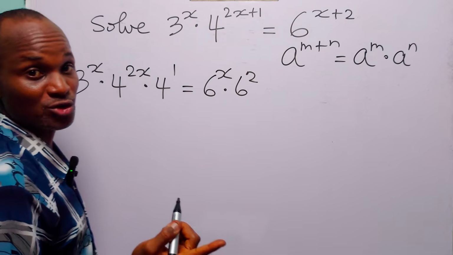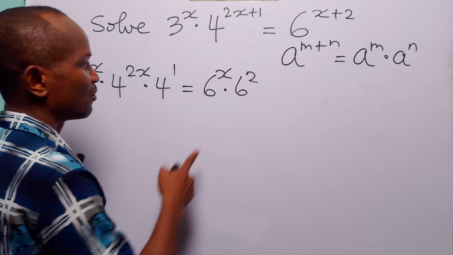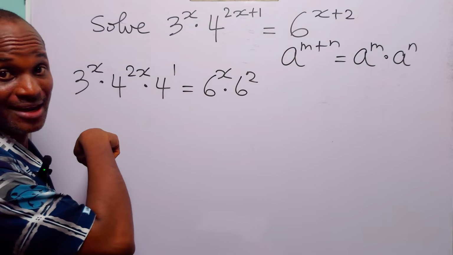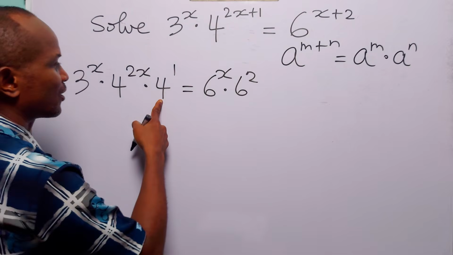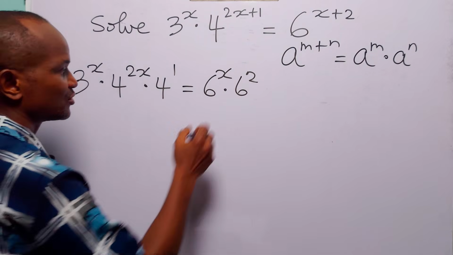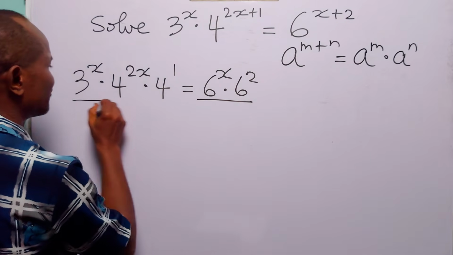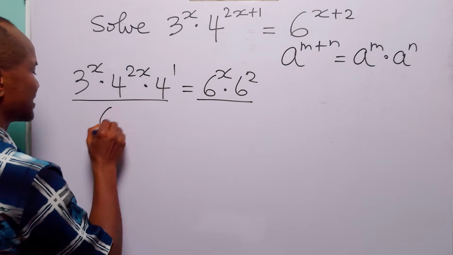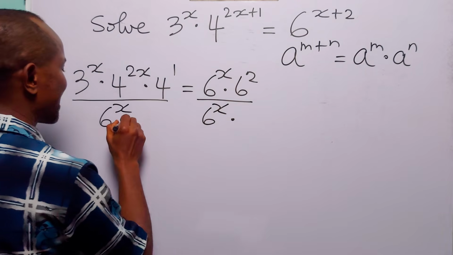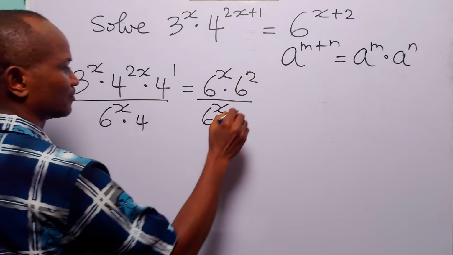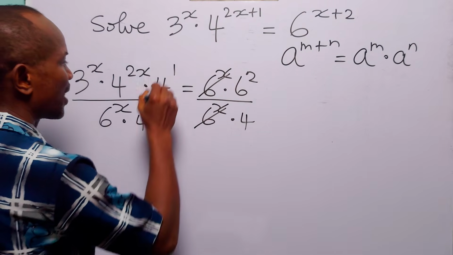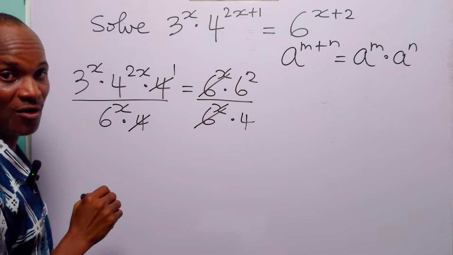Now, the next thing we are going to do is to collect like terms. We will take all the terms with exponent x to one side of the equation and all the constant terms to the opposite side of the equation. And to do this, we are going to divide both sides of this equation by 6 to the power x multiplied by 4. Now, this is going to take care of that, while this takes care of that.